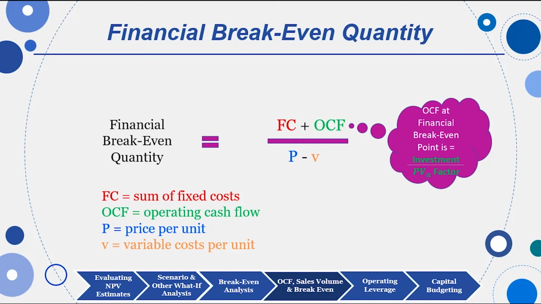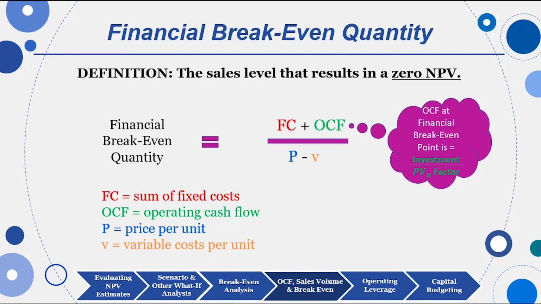And then the highest break-even quantity is financial break-even quantity. It's kind of a new concept. Same format, fixed cost plus OCF over contribution margin, P minus V, so the same general equation. The financial break-even quantity is the quantity of units I need to make and sell to break even to get a 0 net present value.